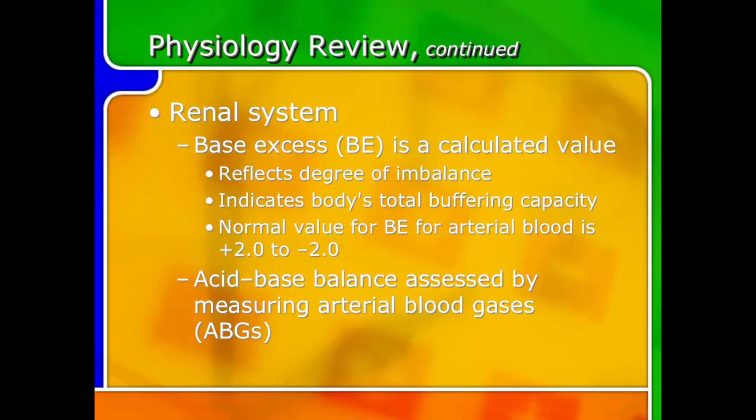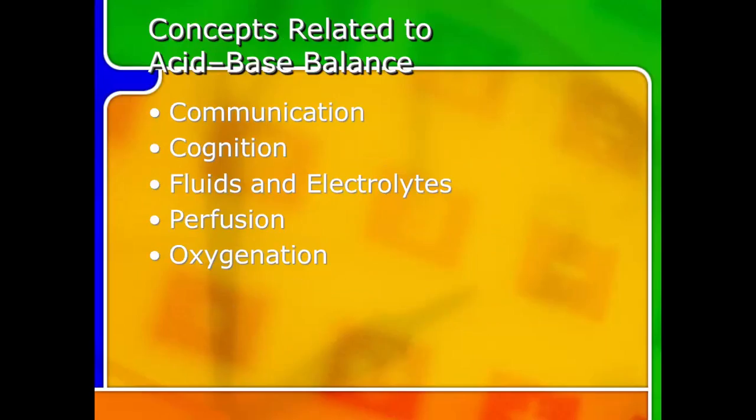Your base excess is essentially a measurement of the increase or decrease in bicarbonate. It does reflect degrees of acid-base imbalance by indicating the body's total buffering capacity. Your normal value for base excess for arterial blood is +2 to -2. Acid-base balance is assessed by measuring arterial blood gases.